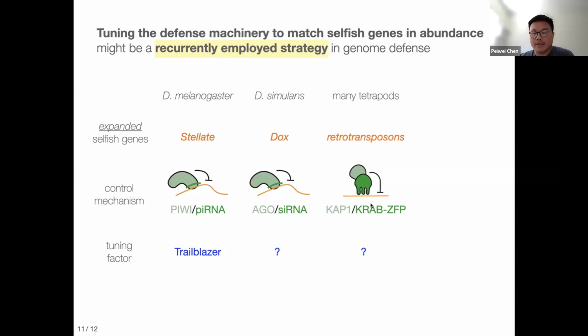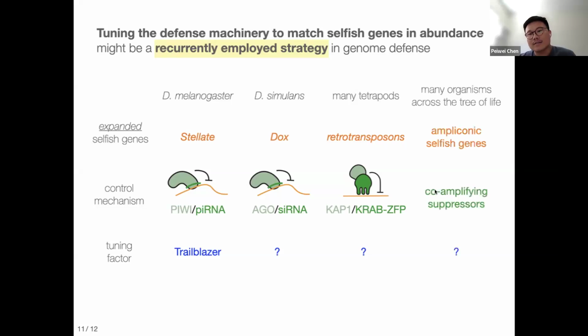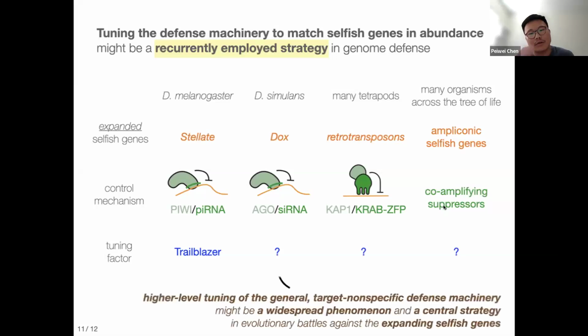Because copy number expansion is a recurrent feature of diverse selfish genes we see across the tree of life, we envision that in many organisms, we see ampliconic selfish genes accompanied by co-amplifying suppressors. So this higher level tuning of the general, target non-specific defense machinery might be a widespread phenomenon across taxa, an essential strategy in the evolutionary battles against expanding selfish genes.